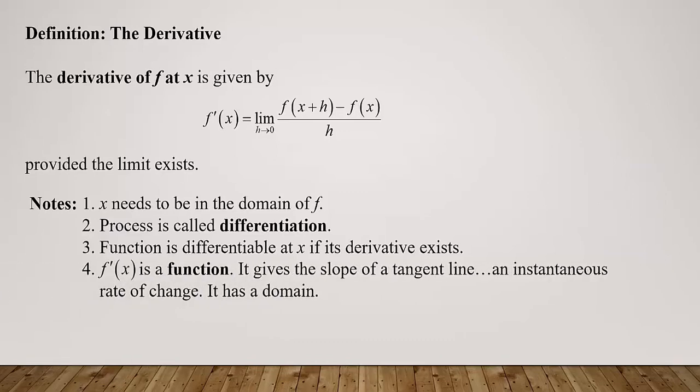And the fourth and final note, f prime of x is a function. I mean, it looks like a function. It looks like function notation. Its purpose, what it does, it gives the slope of a tangent line, which means it gives us an instantaneous rate of change. But because it is a function, that means it also has a domain. I mean, all functions have domains.